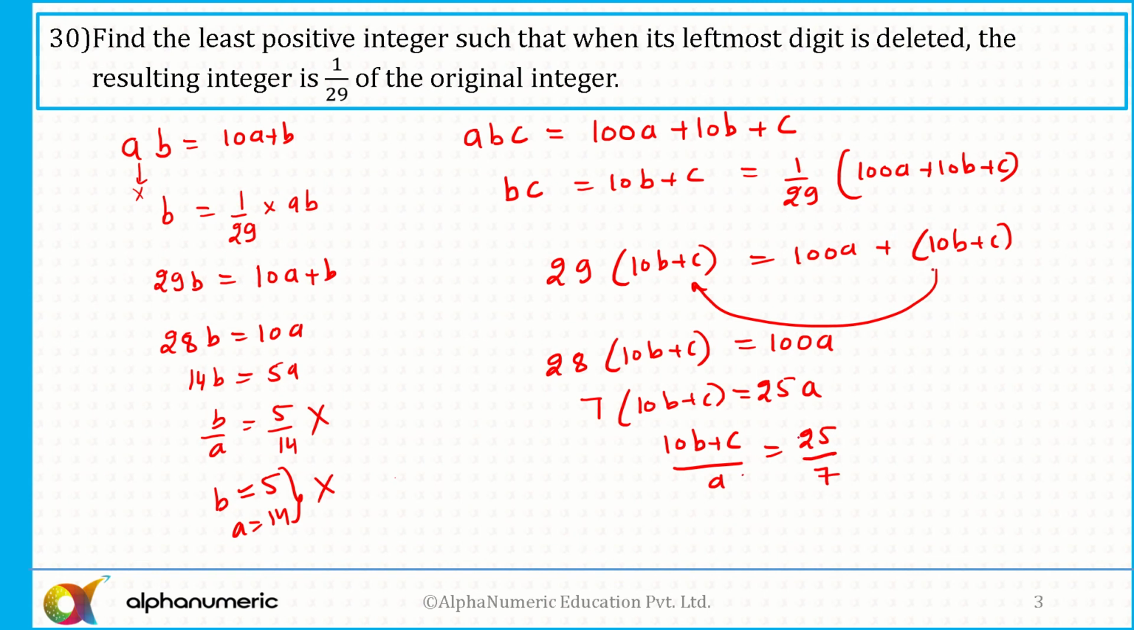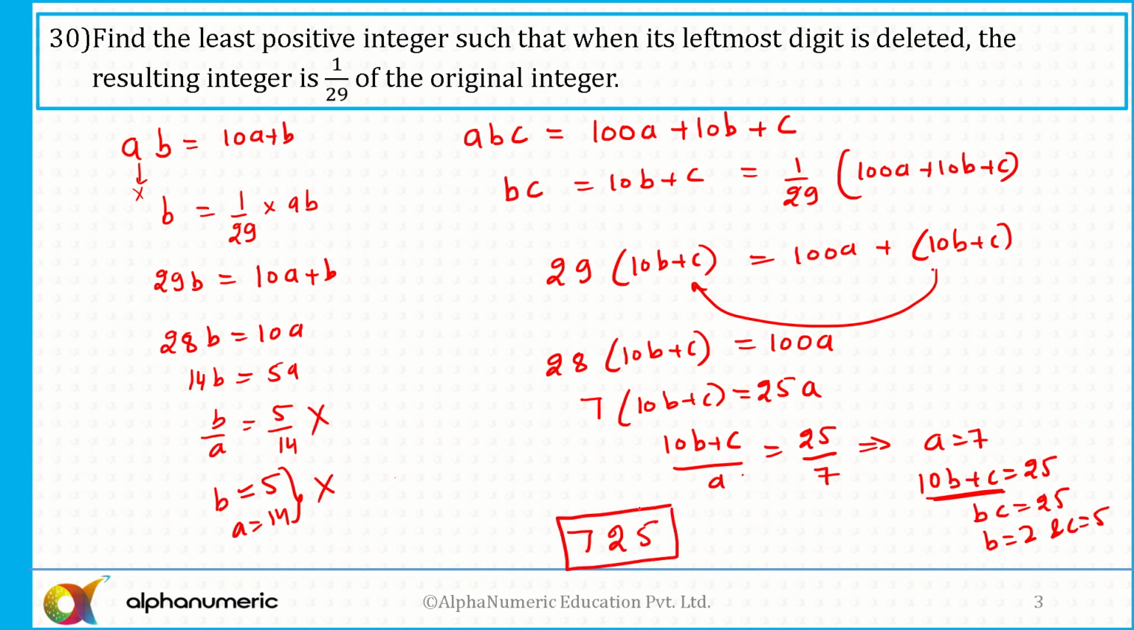Now remember, this is the simplest form of the fraction, and A, B, C are all single digit numbers. So from here we can say A is equal to 7. And if A is equal to 7, then 10B plus C is equal to 25. And 10B plus C is the 2-digit number BC, which is 25. So B is equal to 2 and C is equal to 5. So what is that number? A is 7, B is 2 and C is 5. The answer is 725.